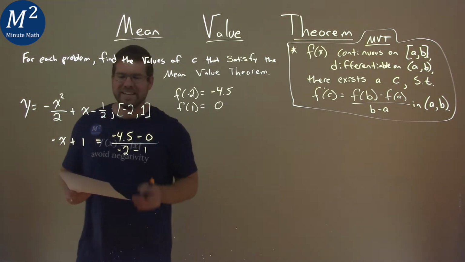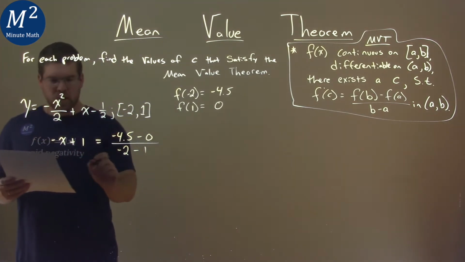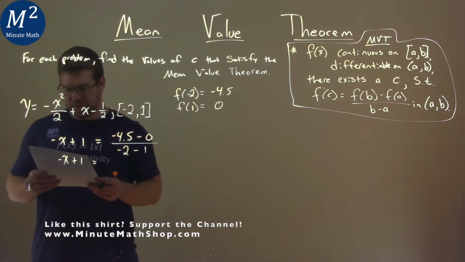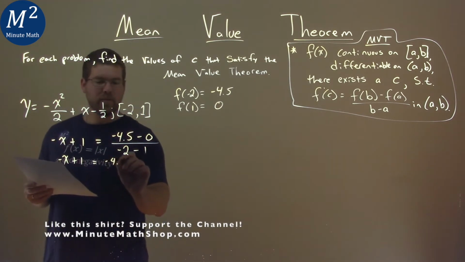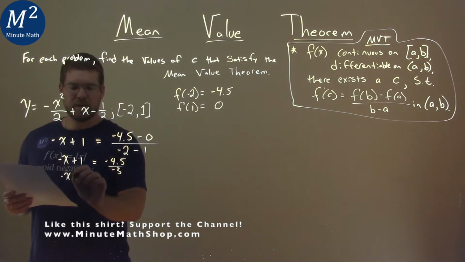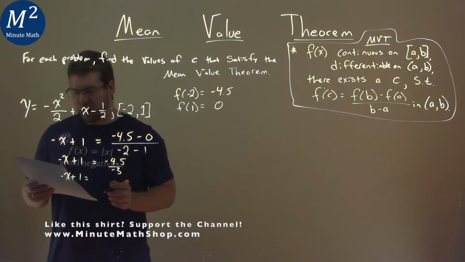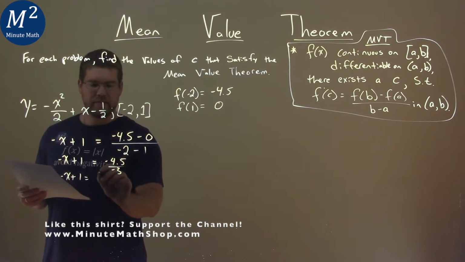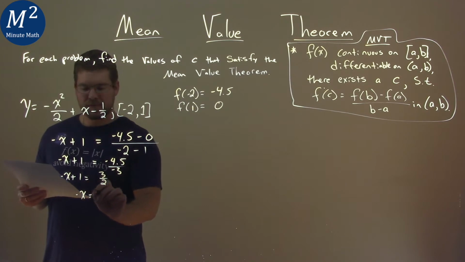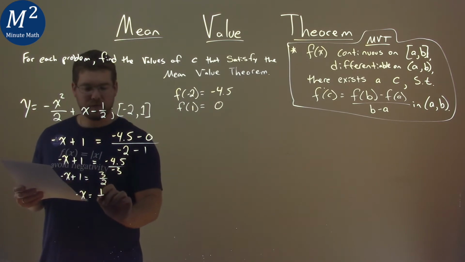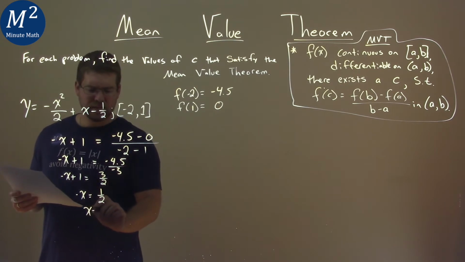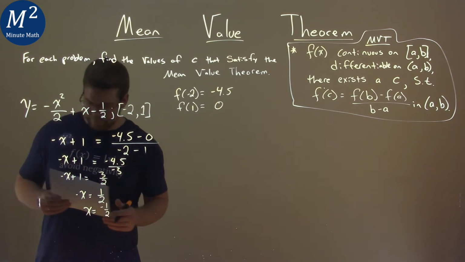And now we can solve for x. Keep negative x plus 1 here. The right hand side simplifies to be -4.5 over -3. Keep going, negative x plus 1 equals -4.5 divided by 3, which is 3/2. Subtract 1 from both sides, and negative x equals 1/2. Divide both sides by -1, and we have x equals -1/2 here.